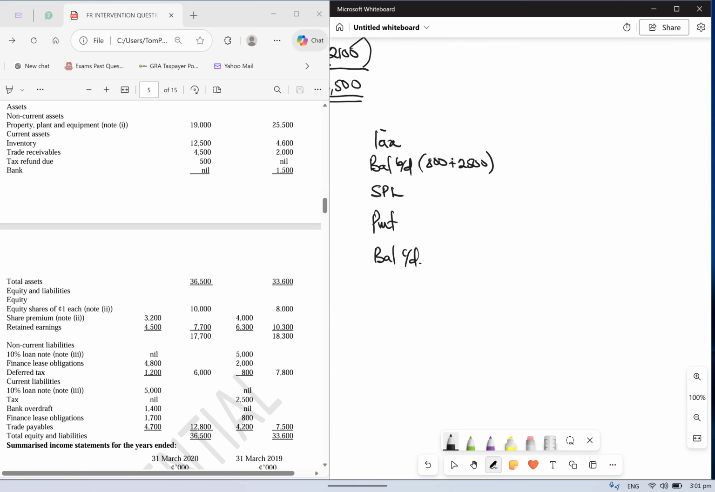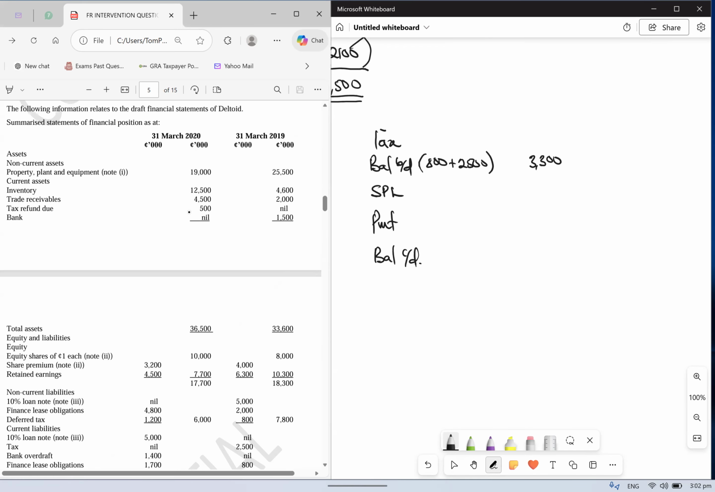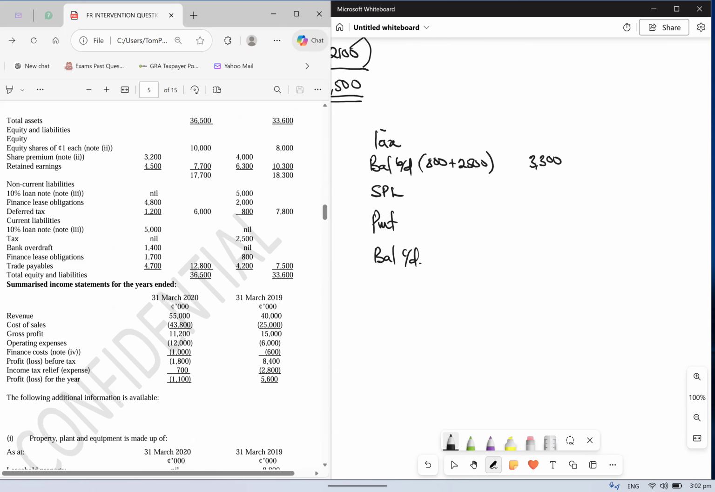The two give you, is it 3,300? 3,300, eh? Yes. Good, good. How much tax is in your SPL? Go to your SPL. What is our SPL? Income tax is an income tax.